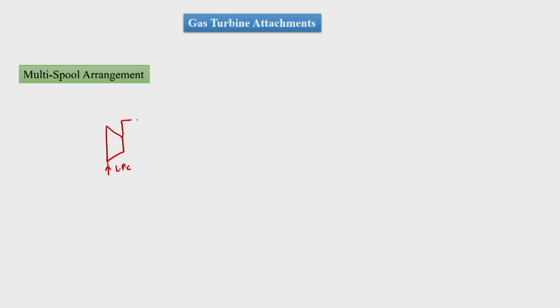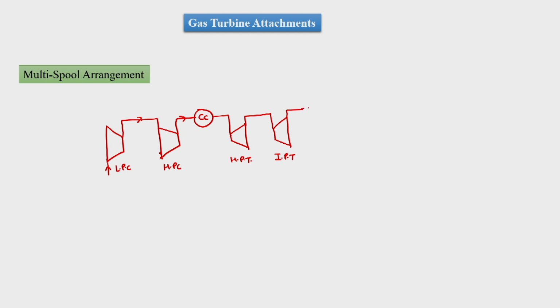and then air will go from the low pressure compressor to the high pressure compressor, and from the high pressure compressor it will go to the combustion chamber, and from the combustion chamber it will go to the first turbine, which is the high pressure turbine. From the high pressure turbine it will go to the intermediate pressure turbine, and from the intermediate pressure turbine the gas will go to the low pressure turbine.